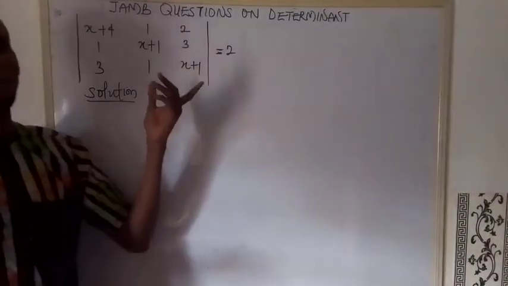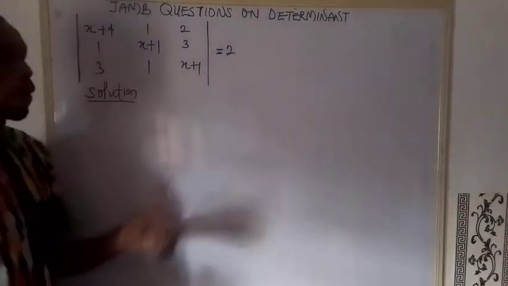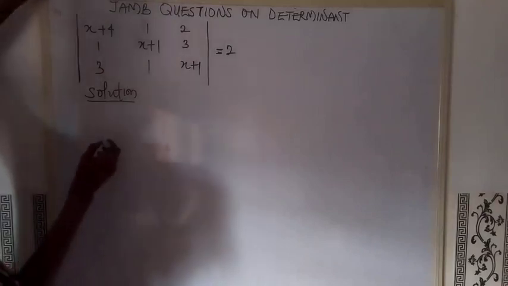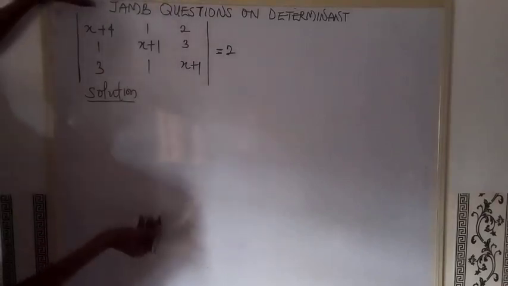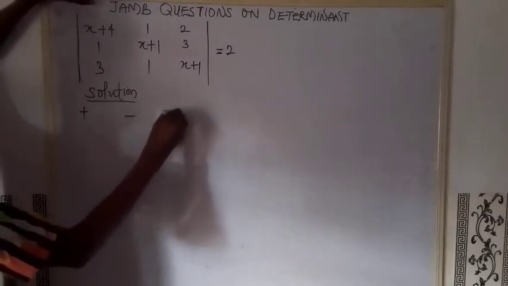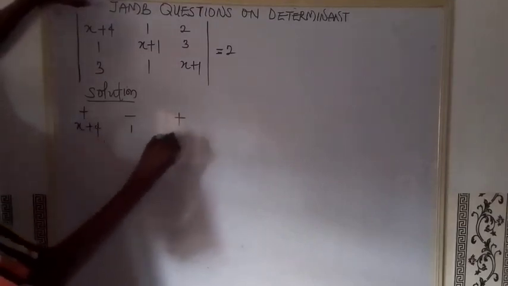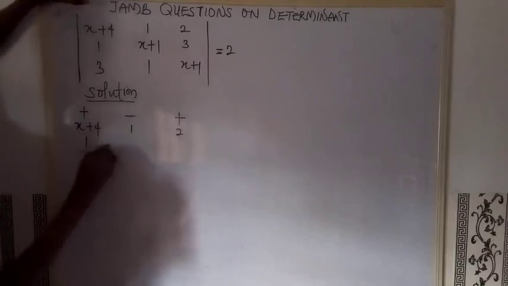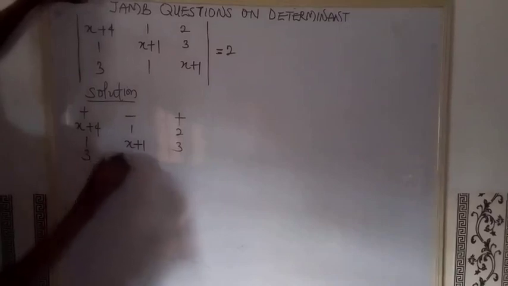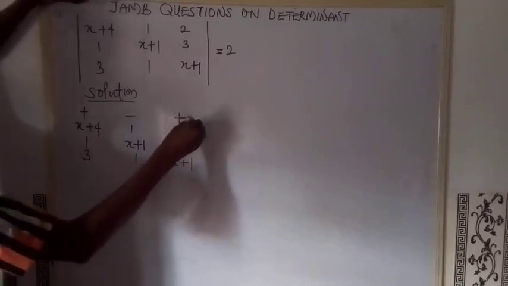Welcome back. This is another question where we are going to apply the determinant of a 3 by 3 matrix. But I'm telling you that this one is a very complex question. So let's start. The first thing you do is write your positive, negative, positive, and fill in the elements there. This is 1, this is 2, this is 1, this is x plus 1, this is 3, this is 3, this is 1, this is x plus 1.